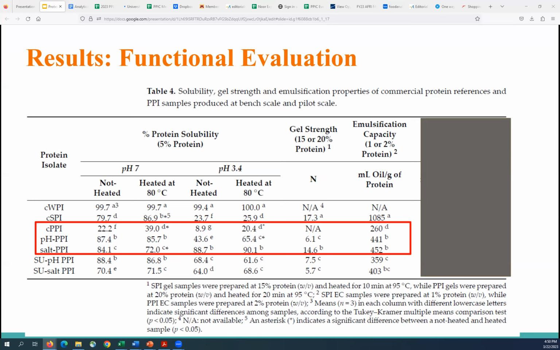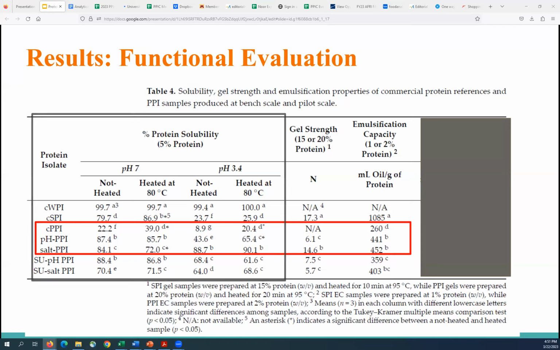And then, as we know from class, this denaturation and this unfolding is going to reveal those hydrophobic interiors and reduce solubility. So that's likely what happened there at pH 3.4. And then it should be noted that both the salt and the pH extracts, the benchtop extractions, performed better and had better solubility compared to the commercial pea protein isolate.